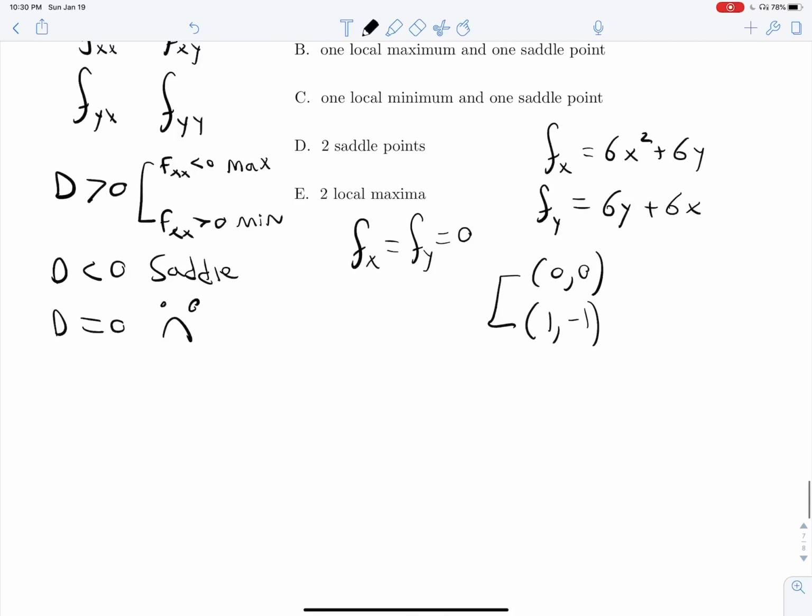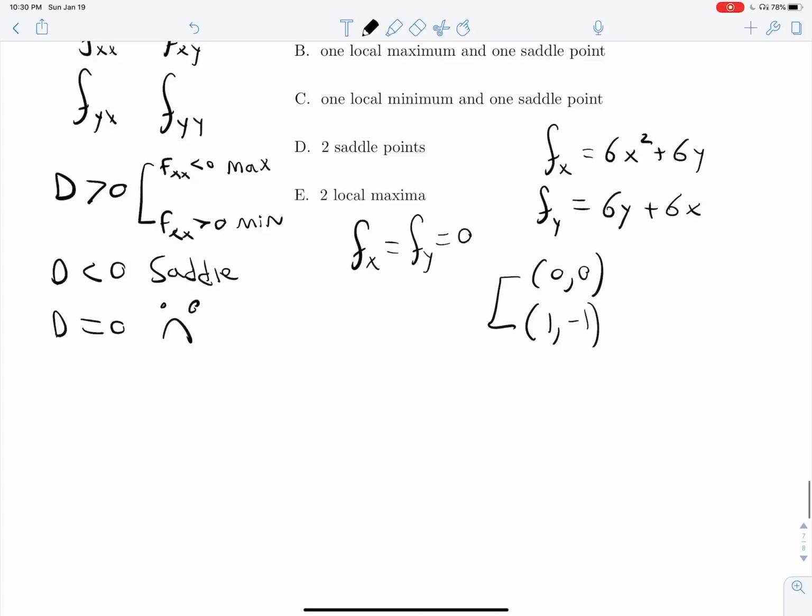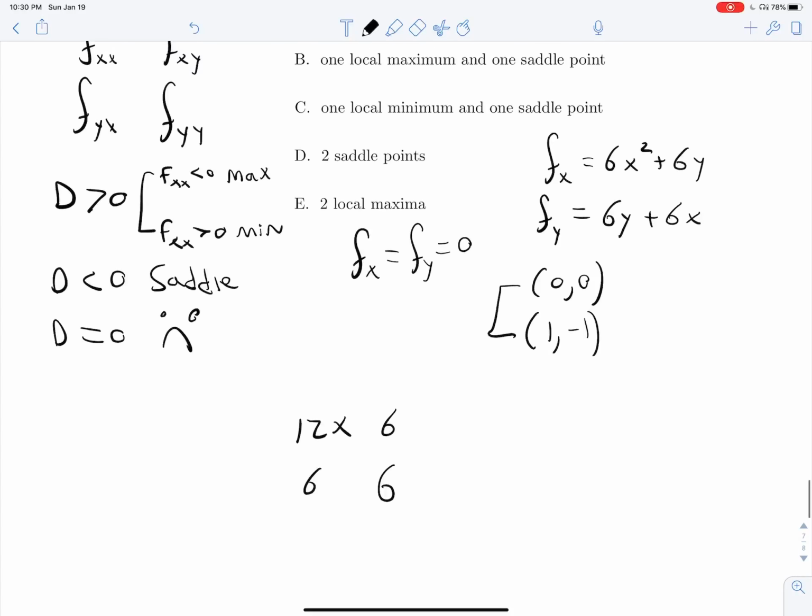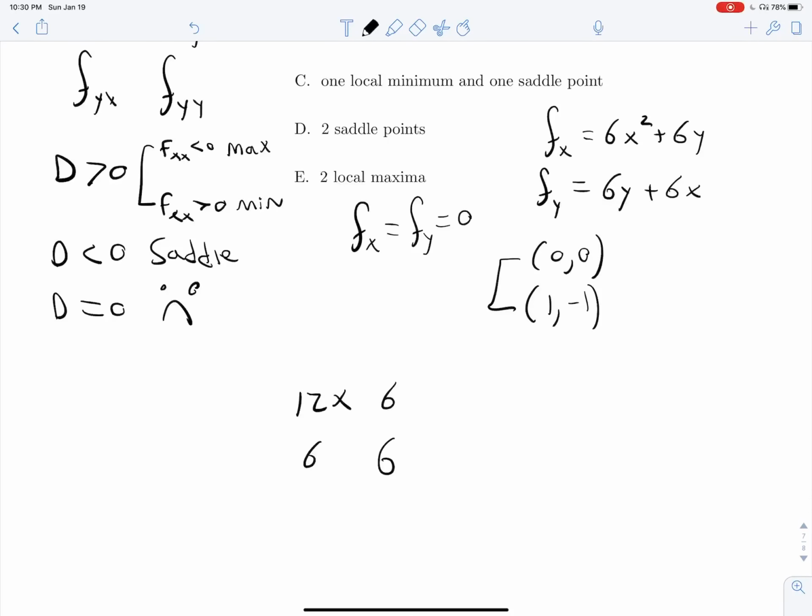So let's make our matrix here. Fxx is going to be 12x, fxy and fyx are both going to be 6, and so is fyy. When we plug 0, 0 into this matrix, we are going to get a negative determinant. Remember that the determinant is AD minus BC, where the positions in our matrix are A, B, C, D, like that. AD minus BC. Okay, we're good.